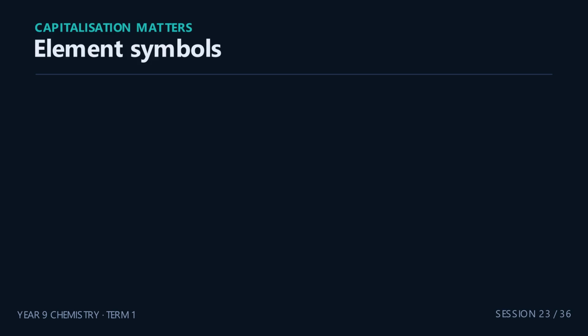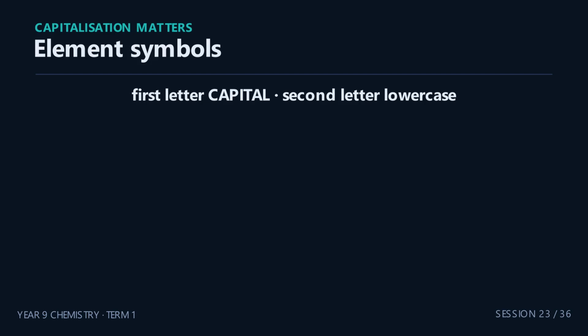Every element has an internationally agreed symbol. The first letter is always a capital, and if there's a second letter, it's always lowercase. Carbon is a capital C. Calcium is C lowercase a. Chlorine, C lowercase l. Cobalt, C lowercase o.